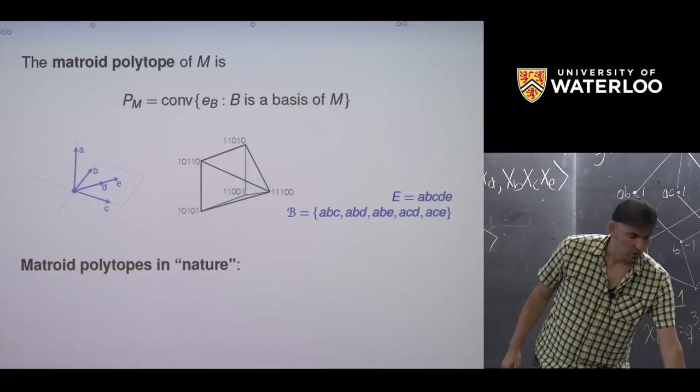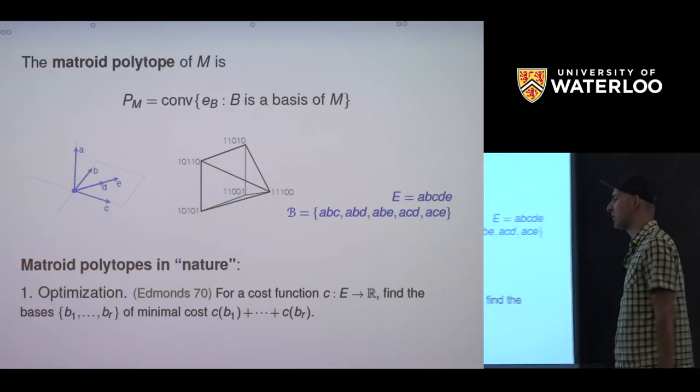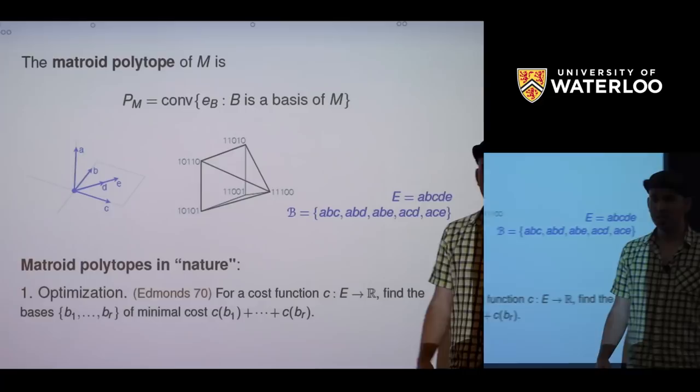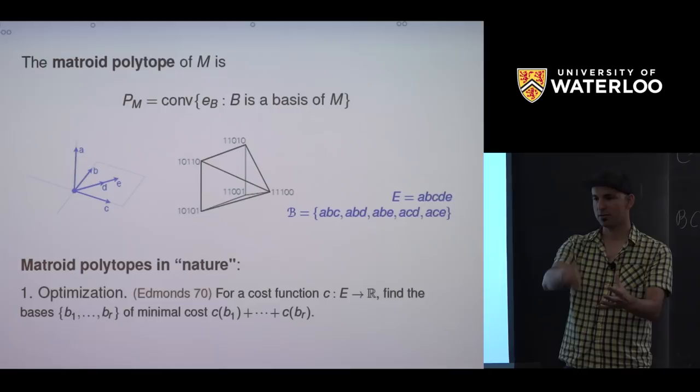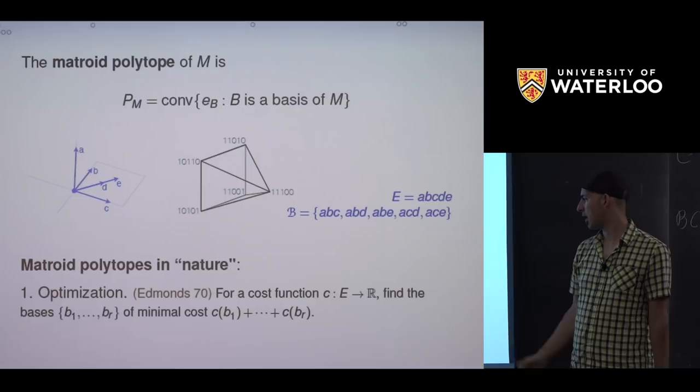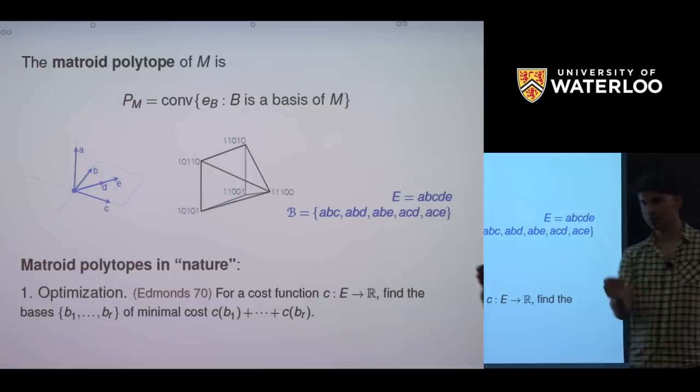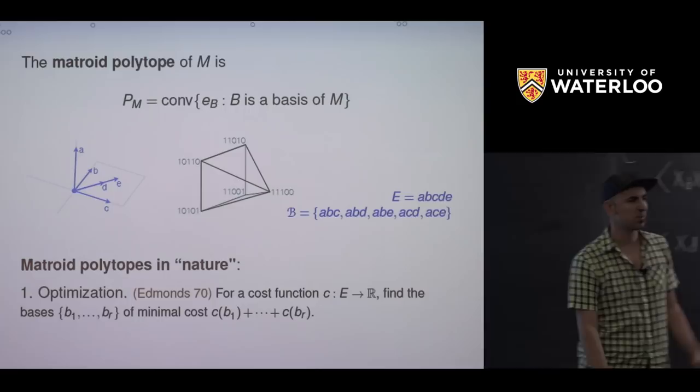So the matroid polytope arises in at least two natural ways. So in optimization, Edmonds found it as follows. There's a very classical problem, which is the minimum spanning tree problem. We talked about how for a graph, the bases are the spanning trees. And so the question is, if you have a graph and you have costs on each edge, how can you span the whole tree as cheaply as possible? Okay? And if you generalize this to matroids, then given a cost for each matroid element, what is the basis that is the cheapest?